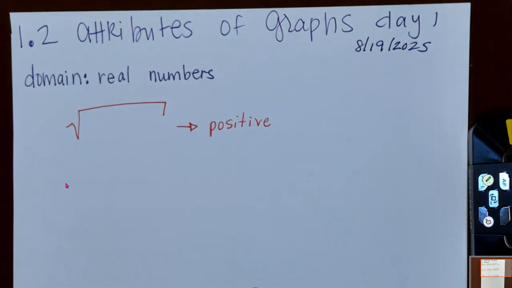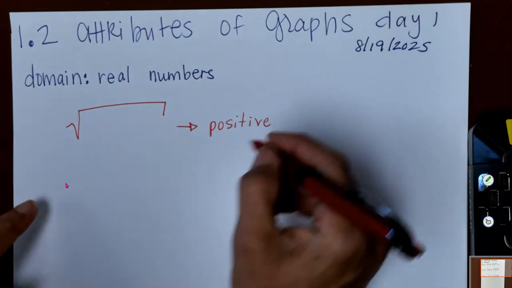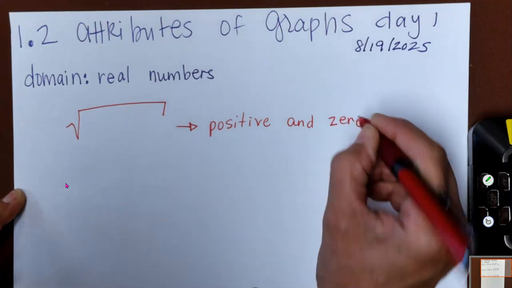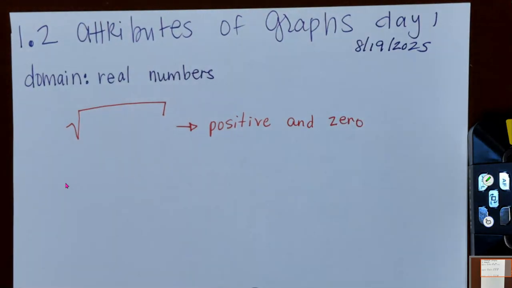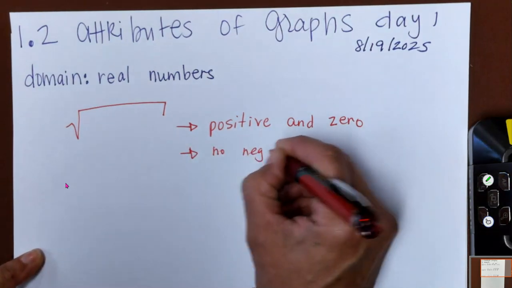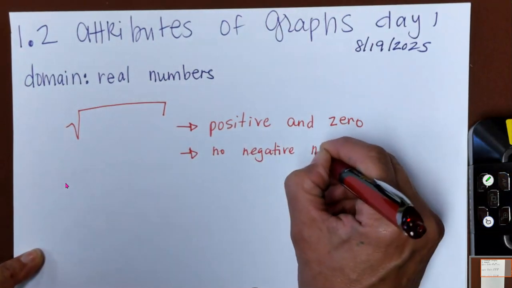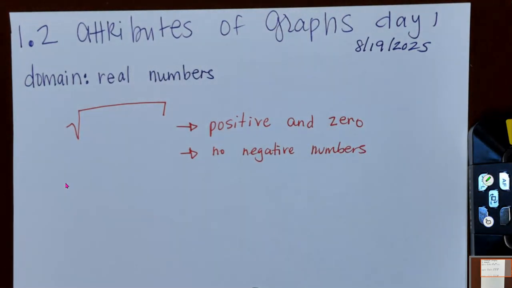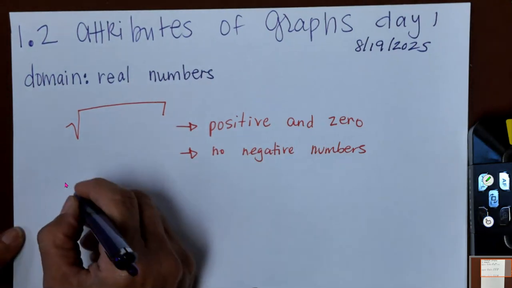And can you take the square root of 0? You can. 0 doesn't have a sign, by the way, so it's not negative. So positive and 0. No negative numbers. I'm sure that's like really bad grammar. Okay, that's one restriction. Here's your next restriction.